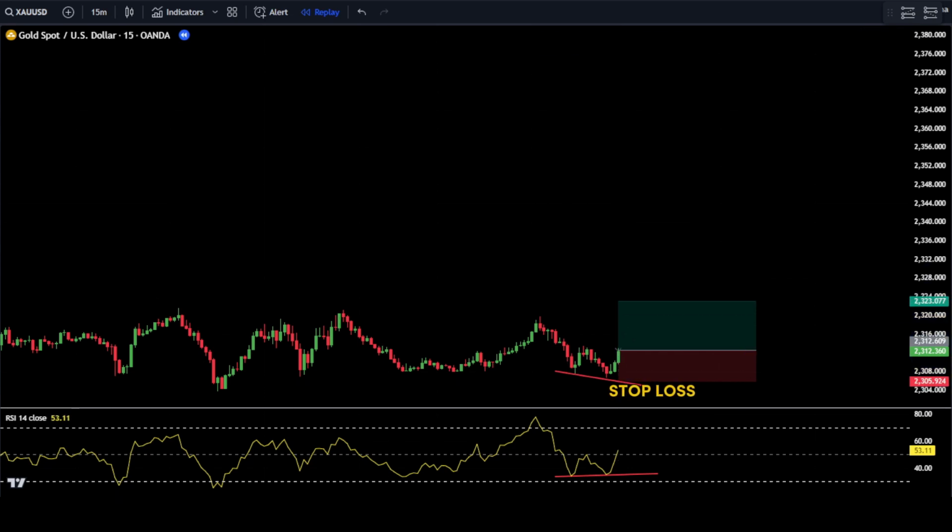Place the stop loss at the most recent swing low. Use a take profit target with a risk and reward ratio of 1 to 1.5.